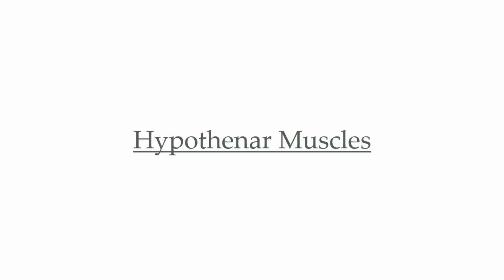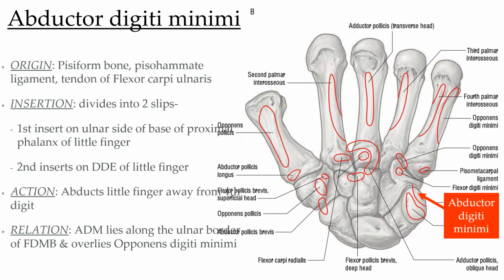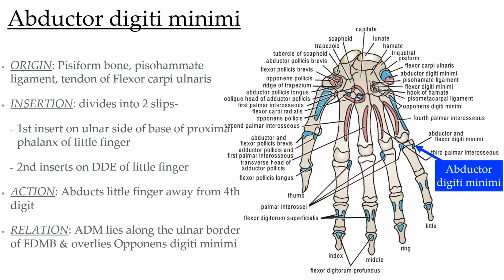The next group is hypothenar muscle. The first muscle of this group to start with is abductor digiti minimi. This muscle takes origin from pisiform bone, pisohamate ligament, and from the tendon of flexor carpi ulnaris. The insertion pattern of this muscle is in the form of two slips.